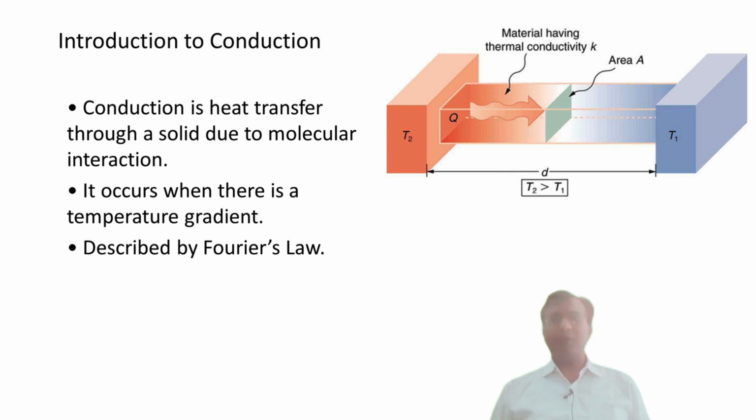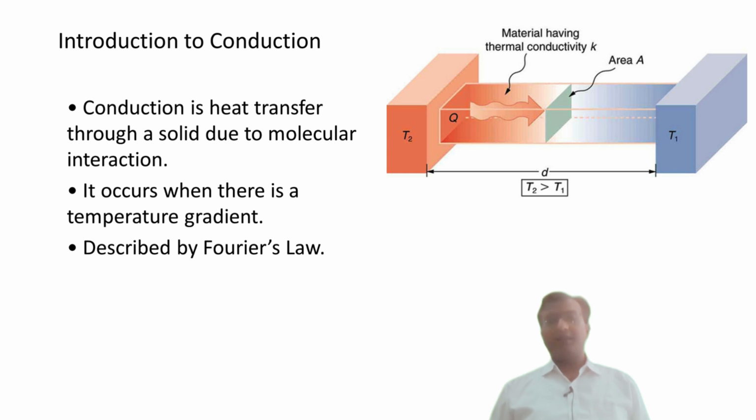Conduction is the transfer of heat through a solid material caused by molecular interaction without any movement of the material itself. It occurs when a temperature gradient exists, meaning one part of the material is hotter than another. For example, if you heat one end of a metal rod, the heat travels to the cooler end through vibrating molecules. This process is described by Fourier's law, which we will explore in the next lecture.